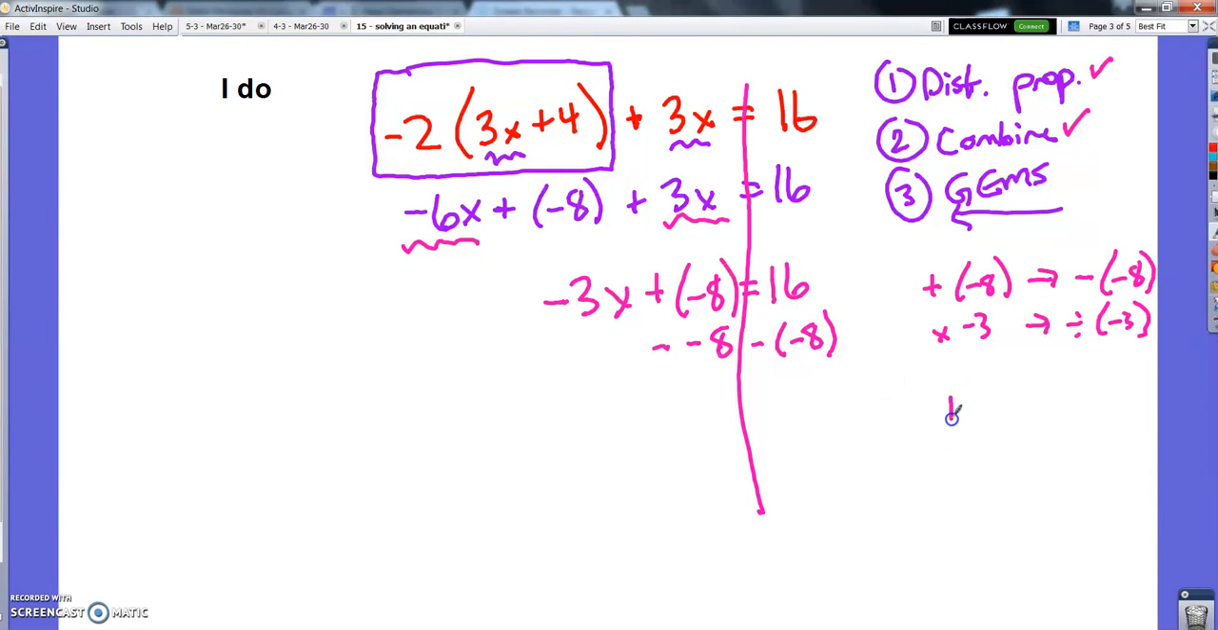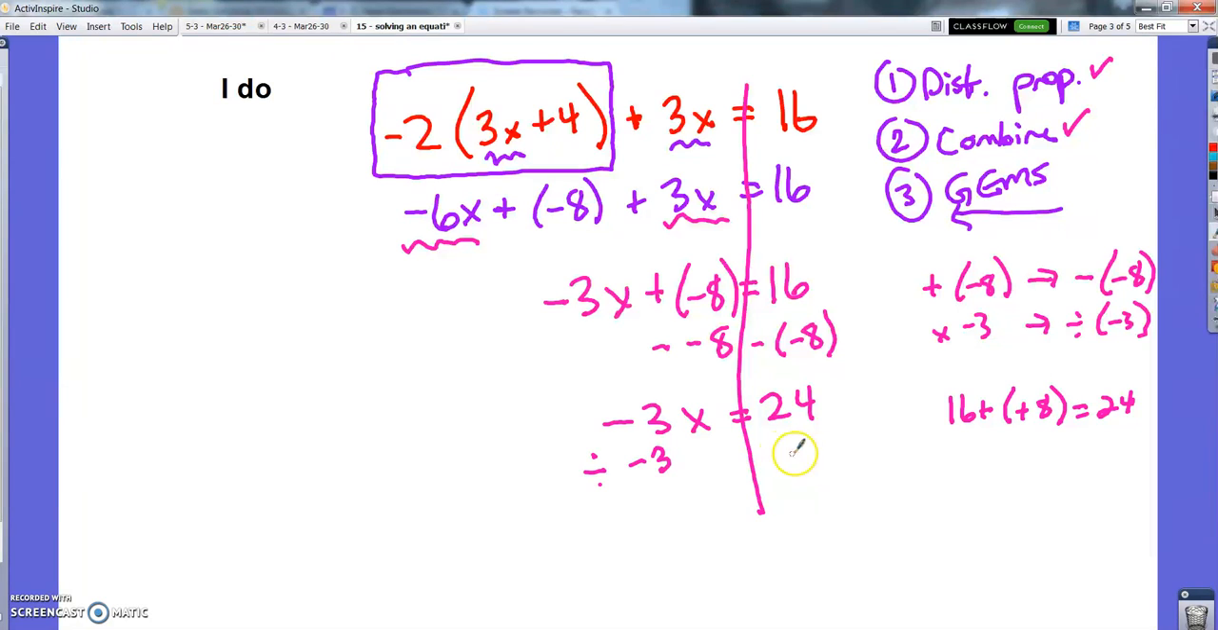So 16 minus negative 8. That's the same as 16 plus positive 8, which is 24. So now I've got negative 3x equals negative 24. Divide both sides by negative 3. And I've got 1x, or just x, equals negative 8. And there you go. So it's kind of a lot of steps, but hopefully not too bad.